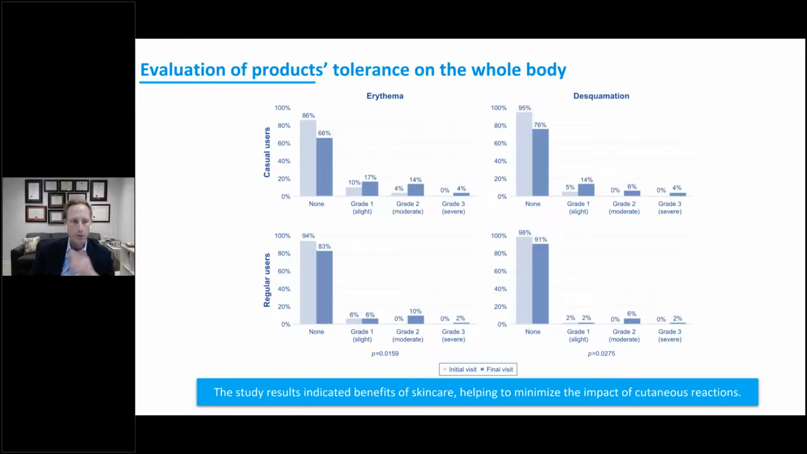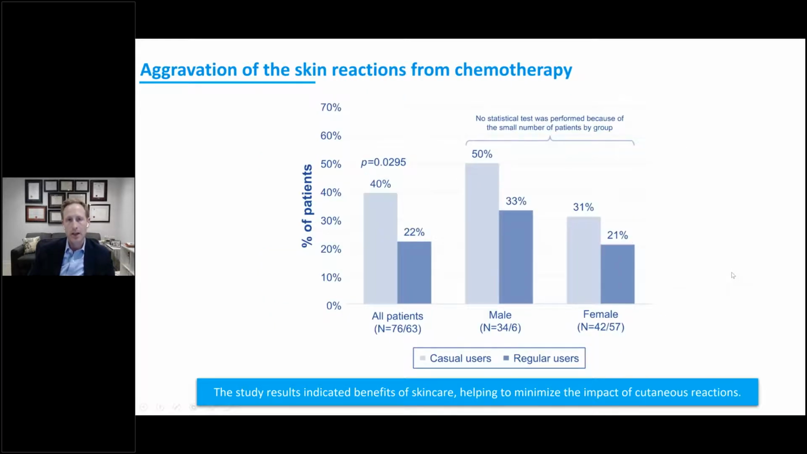If you look at the regular users versus casual users, particularly the grade 1, 2, and 3 erythema and desquamation, you see that the regular users experience dramatically less erythema and desquamation across the board from grades 1 to 3. And so this definitely indicated that it can help reduce the severity and the incidence of skin toxicities.